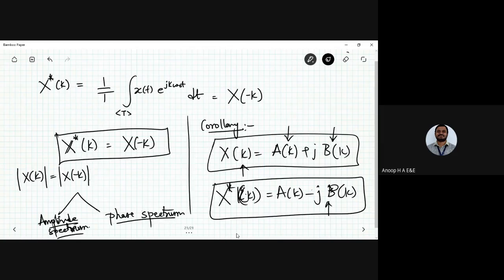What I want you to remember is that with respect to the magnitude of the Fourier coefficients, x of k and x of minus k, both the magnitudes must be equal. That is one more statement with respect to the corollary. The amplitude spectrum is said to have even symmetry. The phase spectrum is also symmetric with respect to the vertical axis, the y axis. These are the concepts which I wanted to highlight.